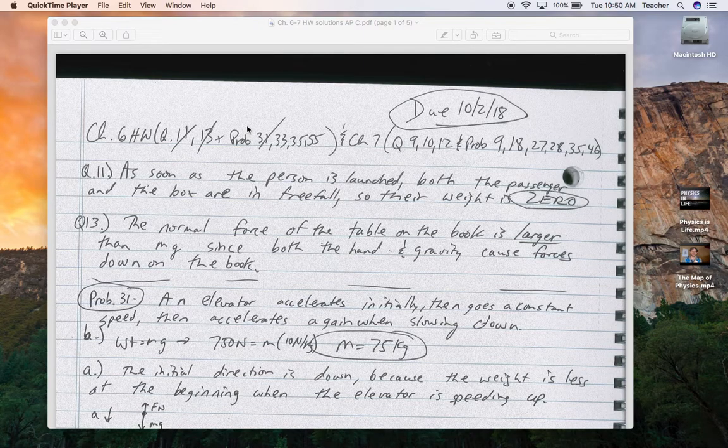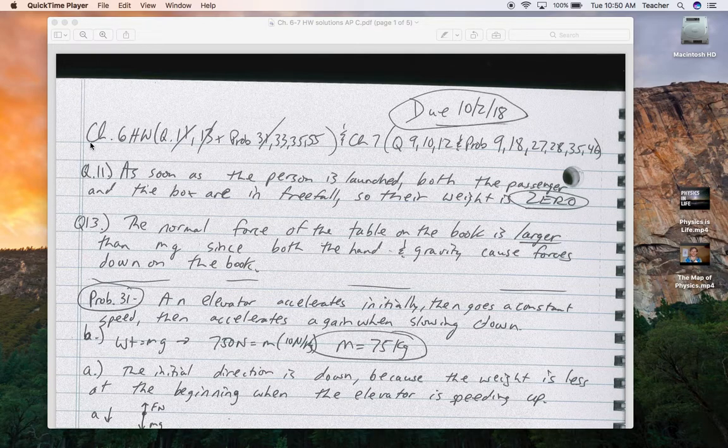So these are the chapter 6 and 7 homework problems and solutions. There's some questions for each of them also. For chapter 6, basically it was talking about someone being launched by a giant rubber band or some sort of ride, in a box, which is kind of creepy. But essentially, as soon as the person is launched, they're in free fall, so their weight would be 0.